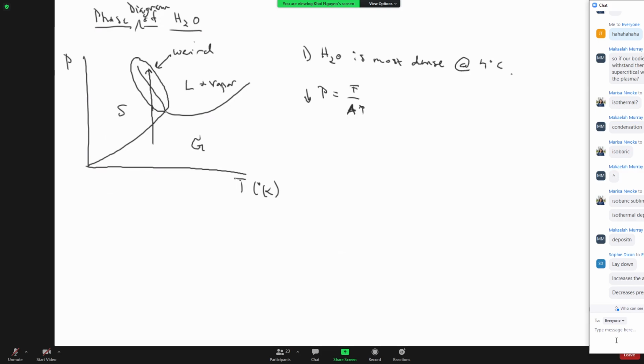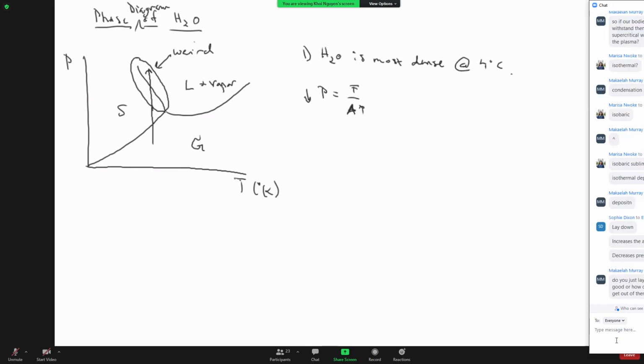But yes, water is weird. It's the only one that goes from solid to liquid as you increase pressure on it. Everything else goes from gas to liquid and so on and so forth as we increase pressure, and gas to solid as we increase pressure. But it's the only one where the solid then becomes a liquid, and that's because of its phase change diagram.